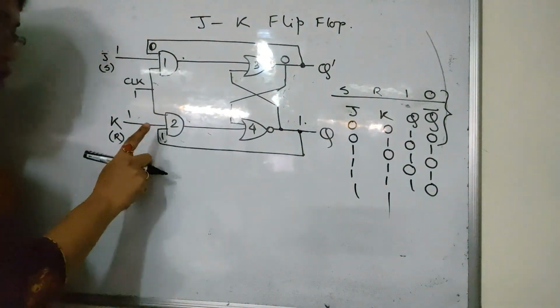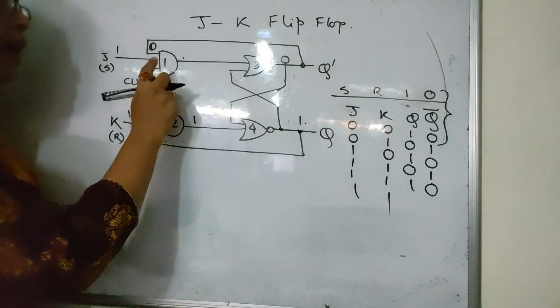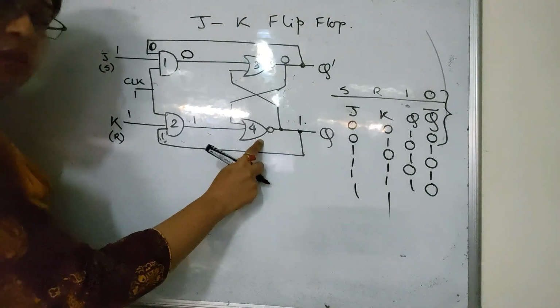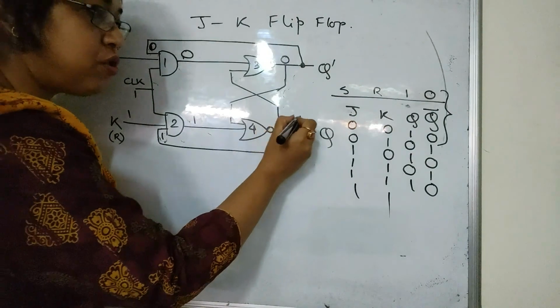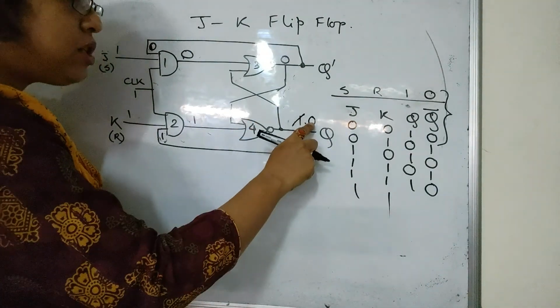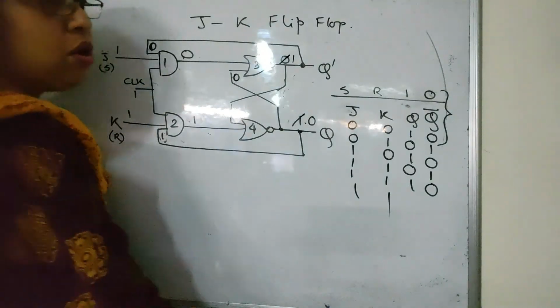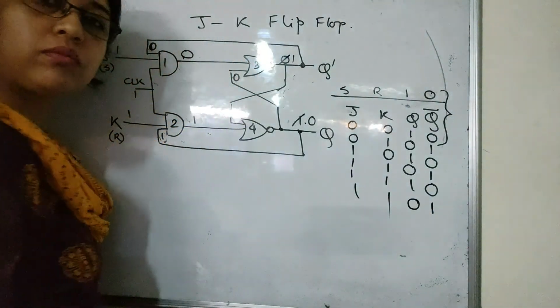Right? So AND gate number 2 is giving us an output of 1. AND gate number 1 is giving us an output of 0. We will consider NOR gate number 4, which will give us an output of 0. This 0 when fed back over here will give us an output of 1. So Q dash becomes 1, Q becomes 0.